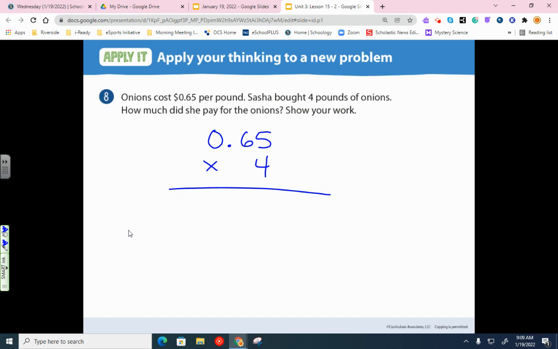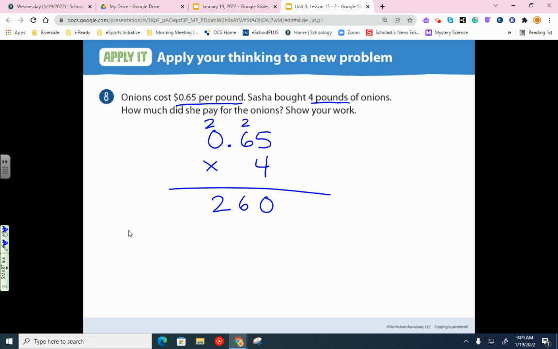Okay, we have the 4 pounds and 65 cents per pound. So we've got 4 times, let's ignore this for now. Ignore that decimal point. 4 times 5 is 20. 4 times 6 is 24, plus 2 is 26. 4 times 0 is 0. We got 2.